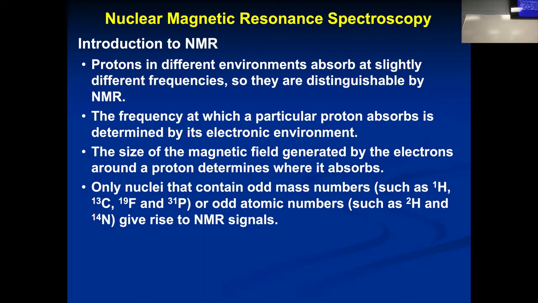And then, this is kind of important. Only nuclei that contain an odd mass number or odd atomic number give rise to NMR signals. If you're an element that has an even mass number and an even atomic number, you are NMR silent. Your protons do not spin. Protons will not spin for something that is even in both of these.